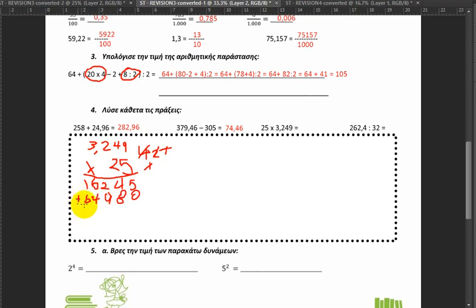I add 5 and 2 and 2 and 1 and 8. And we need to have 1, 2, 3 numbers to the right of the decimal point. So my result is 81.225.